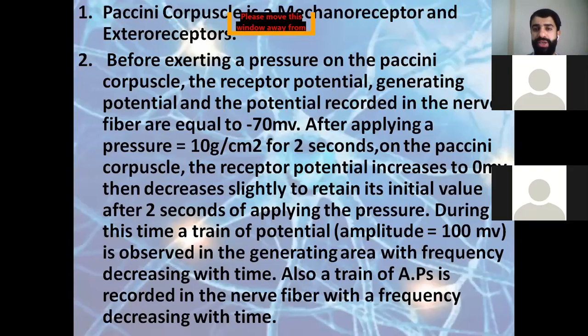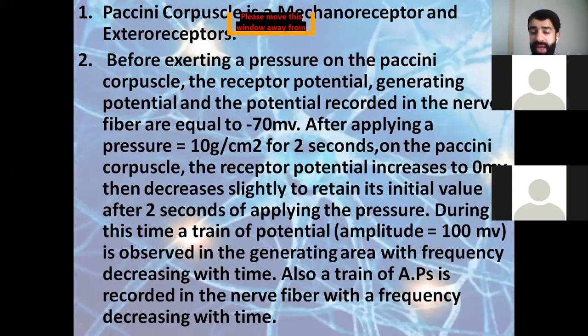Part two, they want us to compare the recordings in document B, then state the characteristics. So before exerting a pressure on the Pacini corpuscle, the receptor potential, generating potential, and the potential recorded, all of them are minus 70 millivolts. After applying a pressure of 10 grams per centimeter square for 2 seconds on the Pacini corpuscle, the receptor potential increases from minus 70 to 0 millivolt, and then it decreases back slightly as the time moves, and it moves to the initial value after 2 seconds.